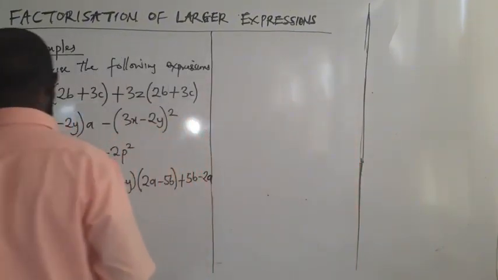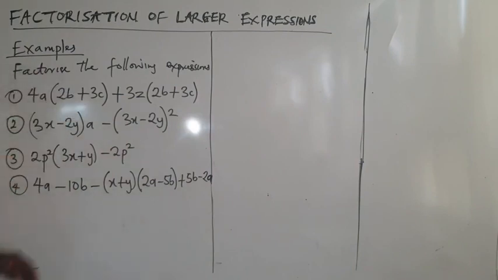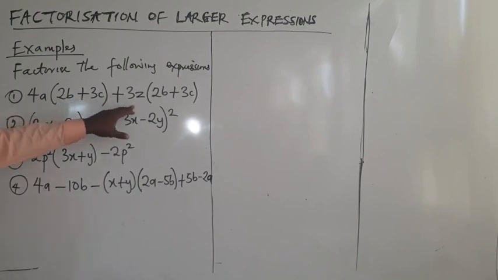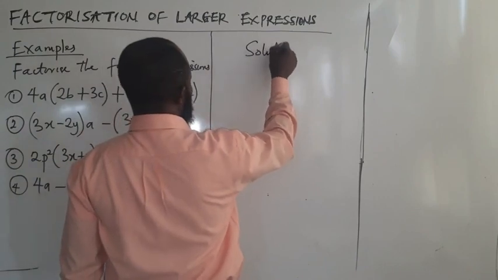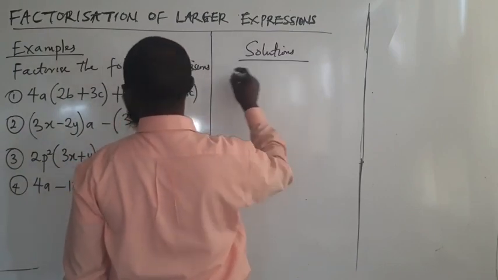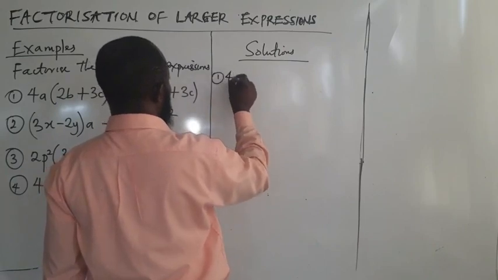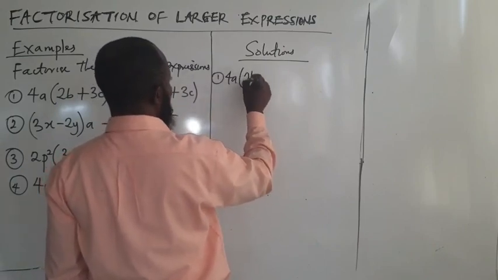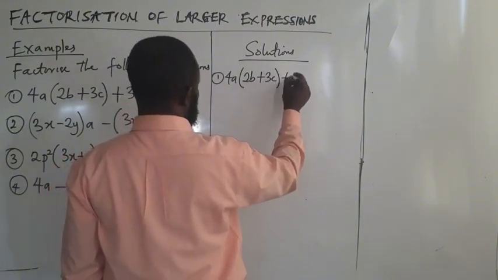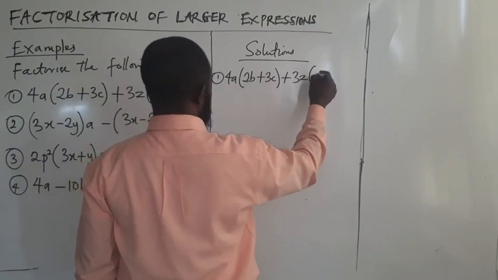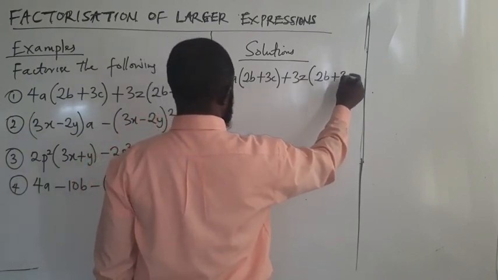So if you look at what we have on the board, I have four examples here. To factorize these following expressions, so we have 4a into bracket 2b plus 3c, then plus 3z into brackets 2b plus 3c. Now, let me write this out. Solution. So we have 4a into brackets 2b plus 3c plus 3z into brackets 2b plus 3c.